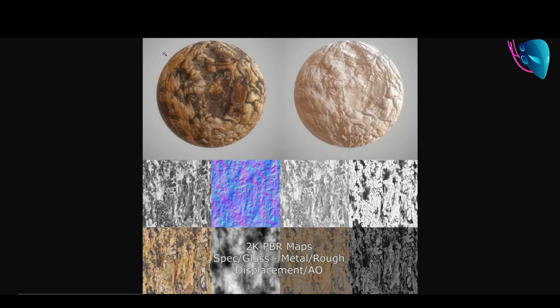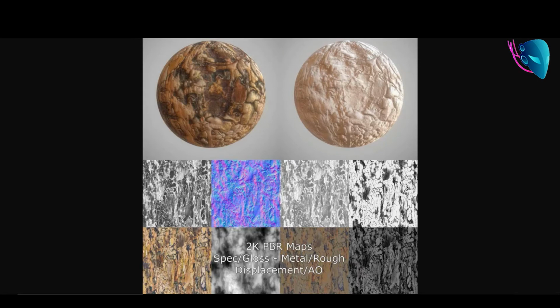Okay, let's talk about the different maps inside PBR. For simulating different aspects of a surface, for example bumps and dents, we use a normal map. For roughness or smoothness, we use a roughness or glossiness map, and we use different maps for simulating different aspects or different specifics of the surface.